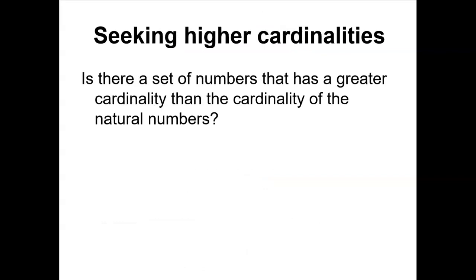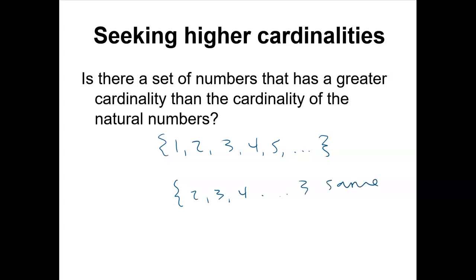So is there a set of numbers that has a greater cardinality than the cardinality of the natural numbers? We have the natural numbers, remember, starting at 1, 2, 3, 4, 5, forever. We looked at a new set where we forgot about 1, and we saw that they were the same. So is there another set that has a greater cardinality? Pause it here and just think about it.